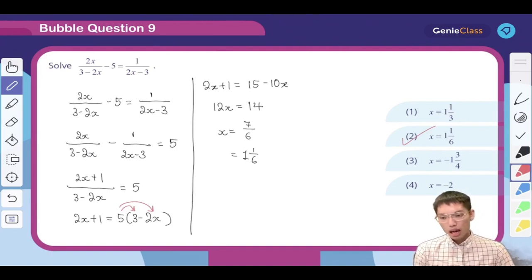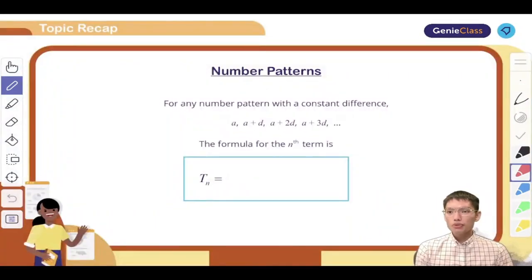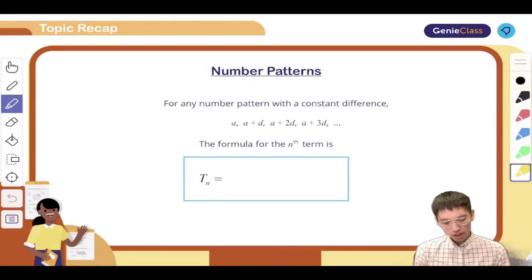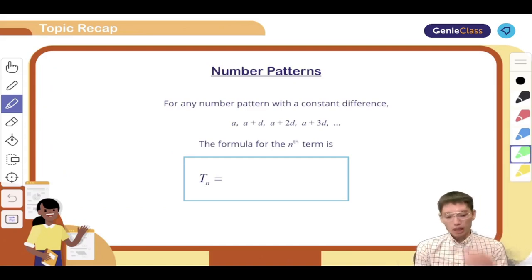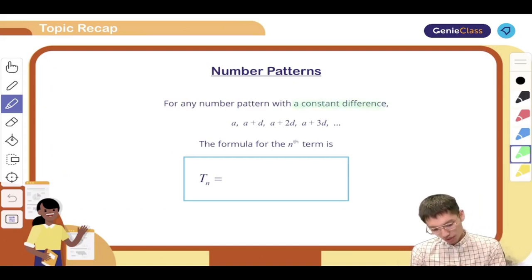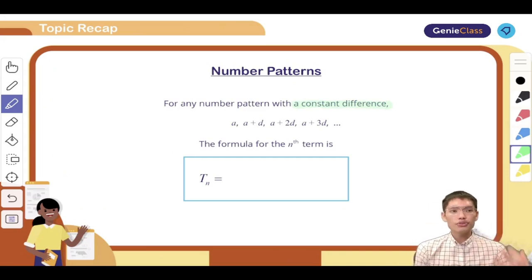Okay, now back to our last topic recap for today. Number patterns. And what happens for number patterns is there is this particular number pattern that we take note, because number patterns can be any patterns, but a common number pattern that will come out is one with a constant difference. So example, 2, 5, 8, 11. So it's a common difference in this case of 3.